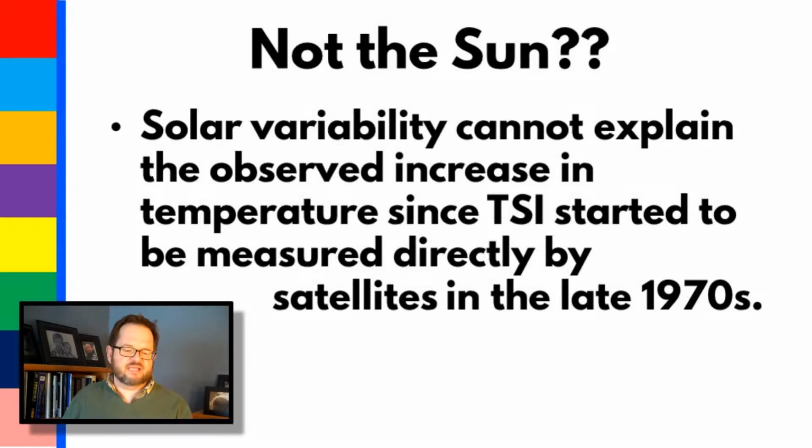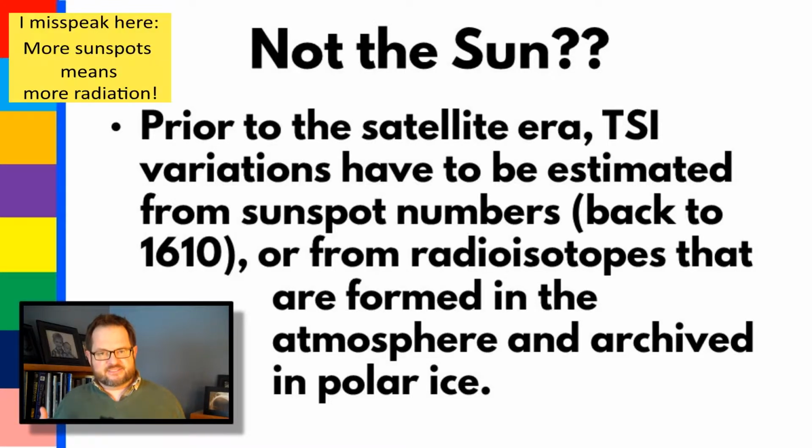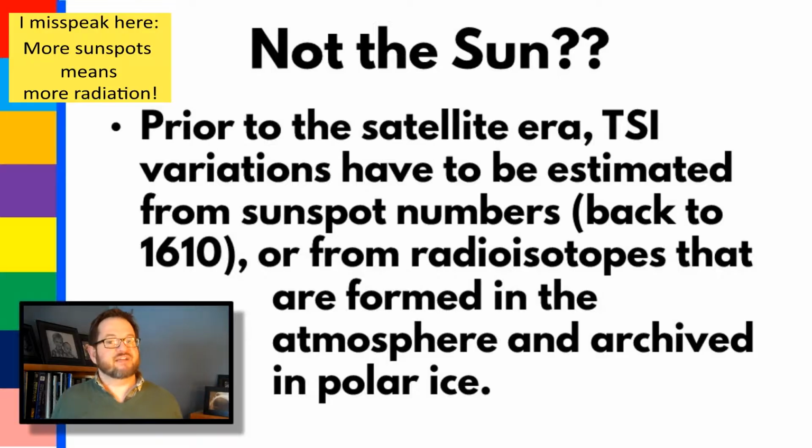I'll show you that in just a few slides. But prior to the satellite era, TSI has to be estimated from sunspot numbers. We could do that all the way back to the early 1600s. Sunspots and the total amount of radiation the sun is giving off are very closely related. A sunspot is a part of the surface of the sun that's a bit cooler than the area around it, and therefore it gives off less radiation by Stefan-Boltzmann's law.